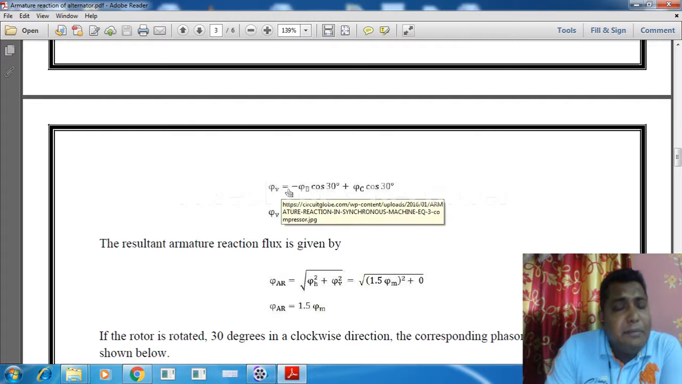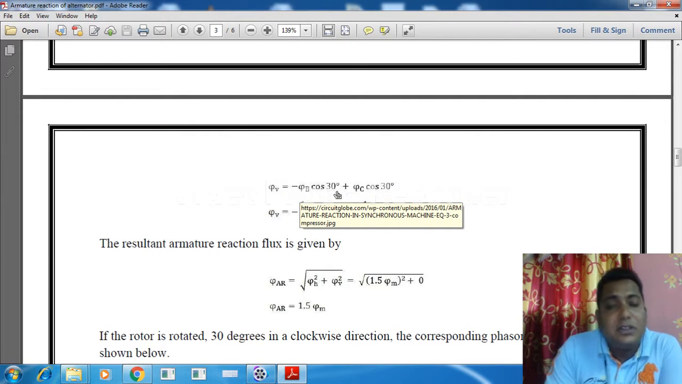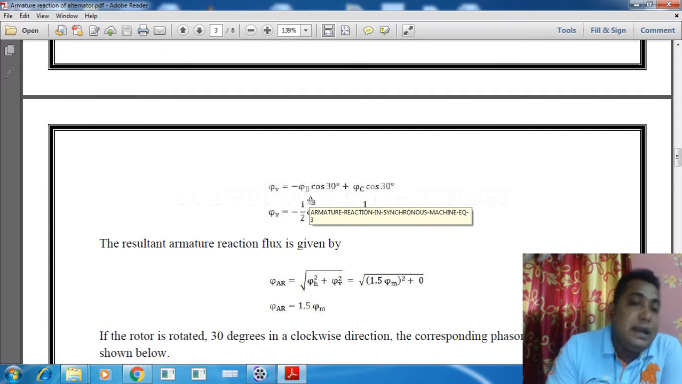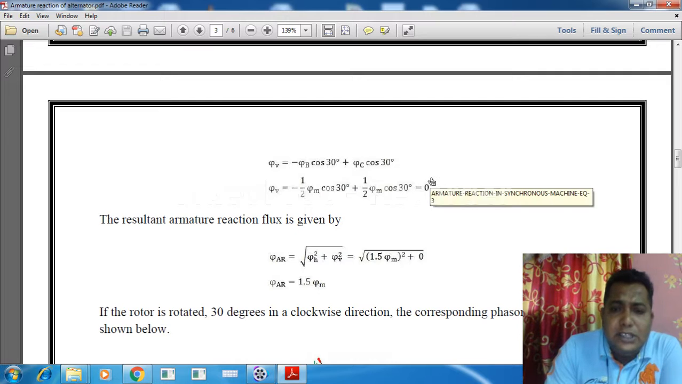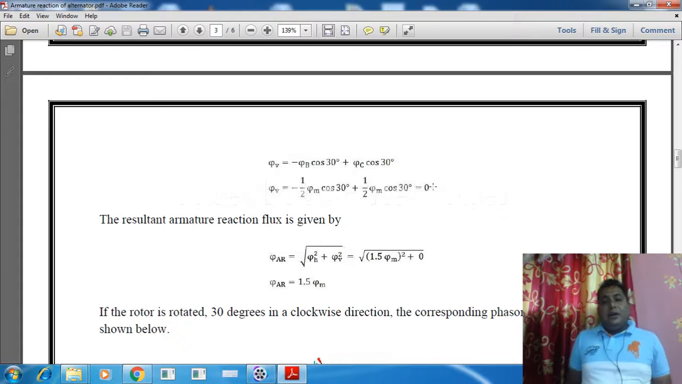In the same way, the vertical axis resultant is given by minus phi b cos 30 degree plus phi c cos 30 degree. Now, what is phi b? Minus half phi m, and here also half phi m. Putting those values, the total comes to 0. So in the vertical axis, the resultant flux is zero.